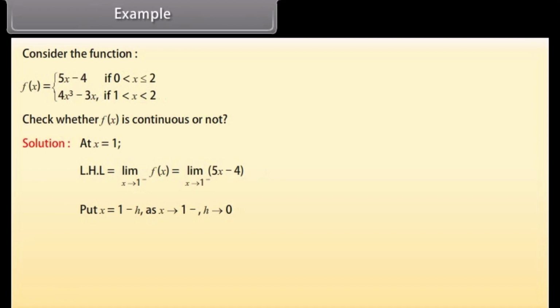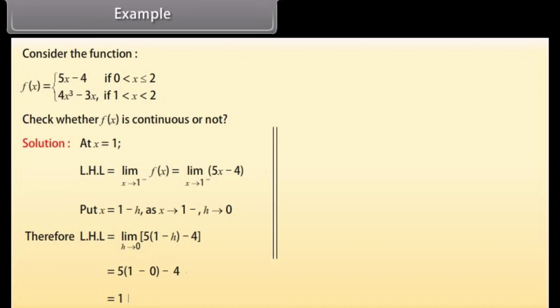Put x = 1 − h. As x approaches 1, h approaches 0. Therefore, left-hand limit = limit h approaches 0 of 5(1 − h) − 4 = 5(1 − 0) − 4 = 1.